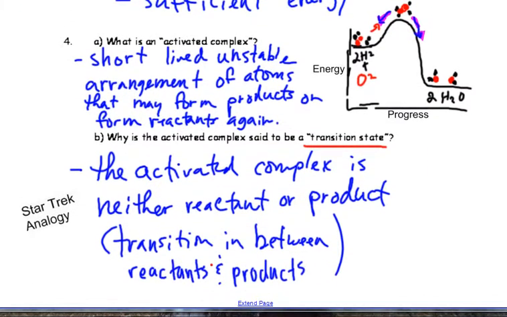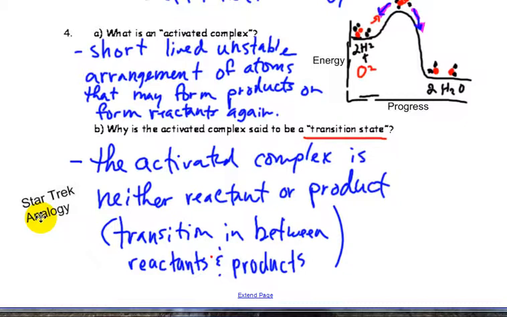And I kind of use a Star Trek analogy. When a crew member goes to beam out onto another planet, they go into a special area where their molecules are broken down and they get reformed on the planet. So that's kind of a transition state between the ship and the planet. Similar to over here, the supermolecule is a transition between reactant and product.